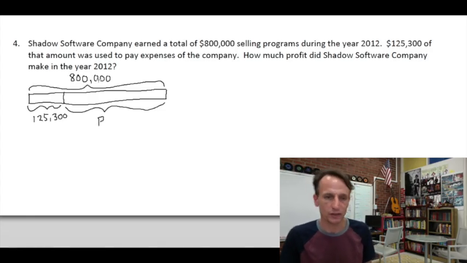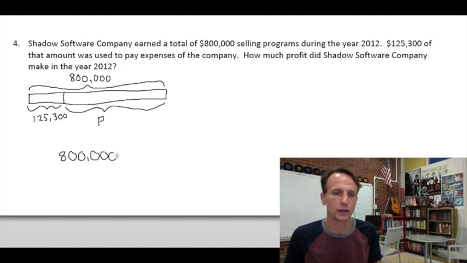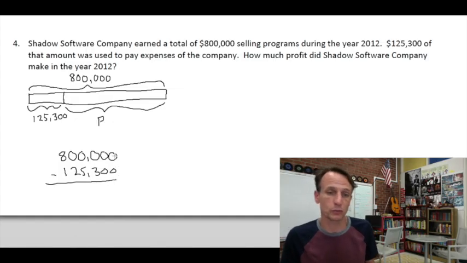So you can see right from the diagram, we take the total they make, subtract their costs, we'll be left with the profit. Okay, so let us do that. All right, so we are taking 800,000 clams, not actual clams, and we are subtracting the cost they had, the $125,300. That will give us the profit. So let's do that. 0 minus 0 is 0.